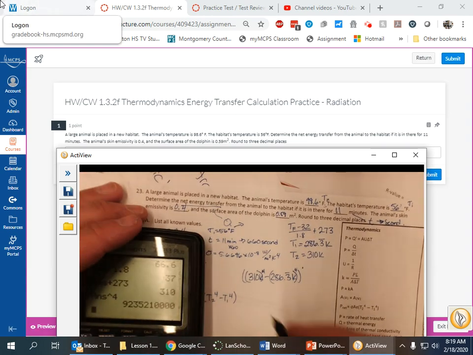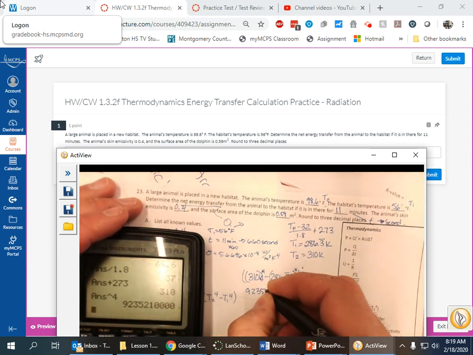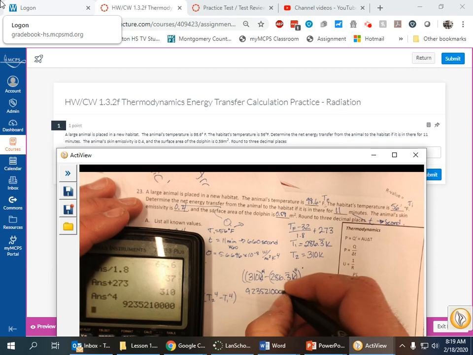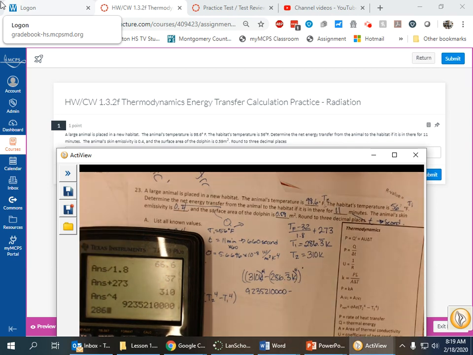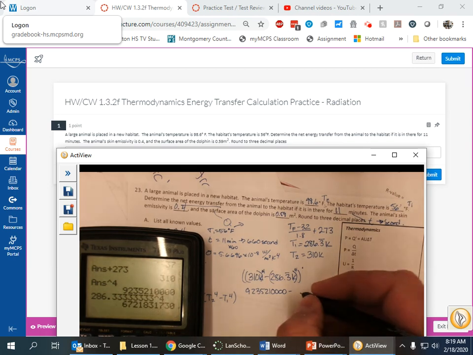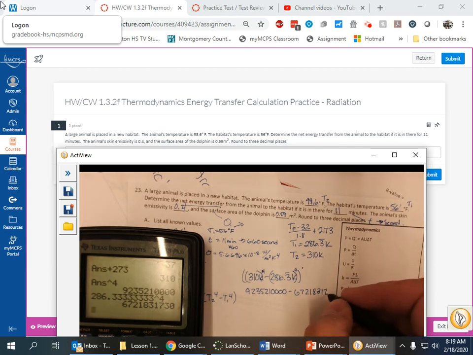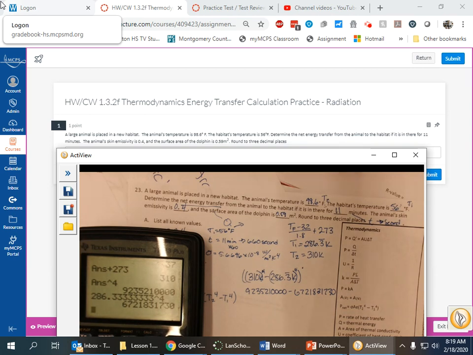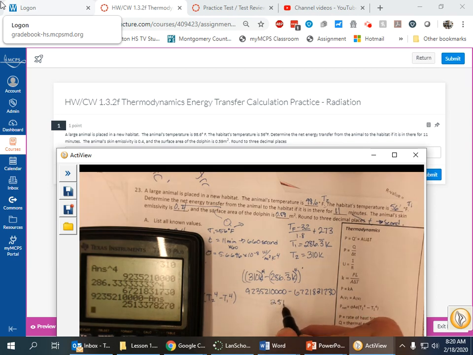4. So 310 becomes 9, 2, 3, 5, 2, 1, and 4 zeros, minus 286 point, and I'm going to put a bunch of 3s, to the 4th, which is 6, 7, 2, 1, 8, 3, 1, 7, 3, 0. And now I'll subtract them. So 9, 2, 3, 5, 2, 1, 0, 0, 0 minus the answer gives me 2, 5, 1, 3, 3, 7, 8, 2, 7, 0.